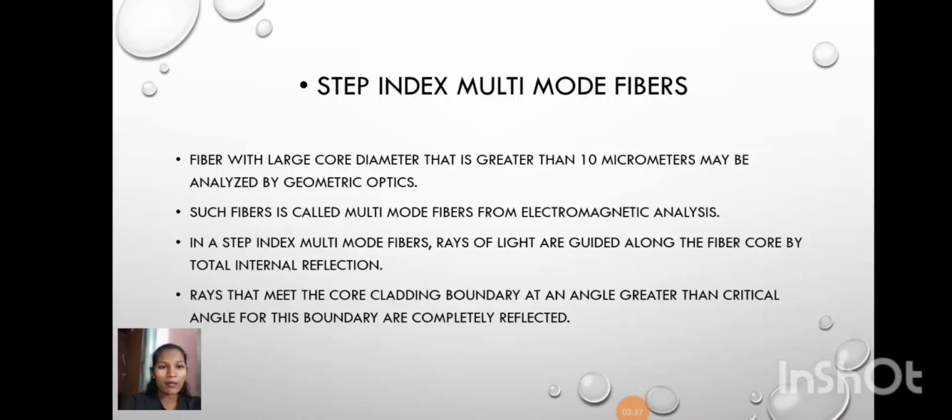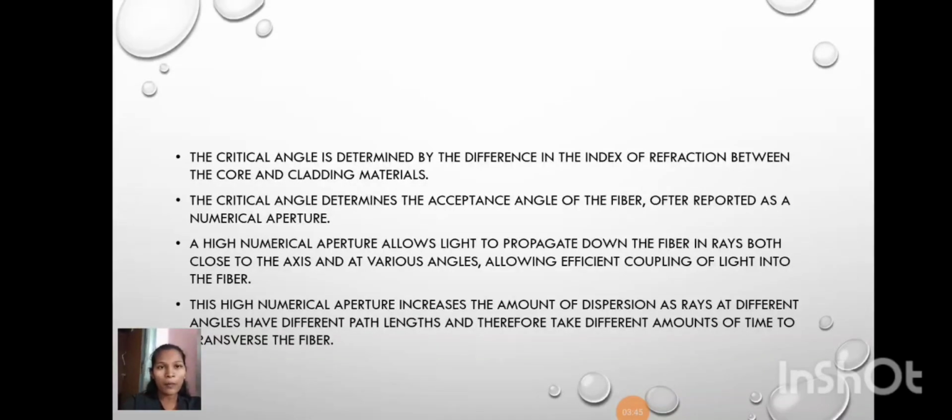Rays that meet the core cladding boundary at an angle greater than the critical angle for this boundary are completely reflected. The critical angle is determined by the difference in the index of refraction between the core and cladding materials. The critical angle determines the acceptance angle of the fiber, often reported as a numerical aperture. A high numerical aperture allows light to propagate down the fiber in rays both close to the axis and at various angles, allowing efficient coupling of light into the fiber. However, this high numerical aperture increases the amount of dispersion, as rays at different angles have different path lengths and therefore take different amounts of time to traverse the fiber.